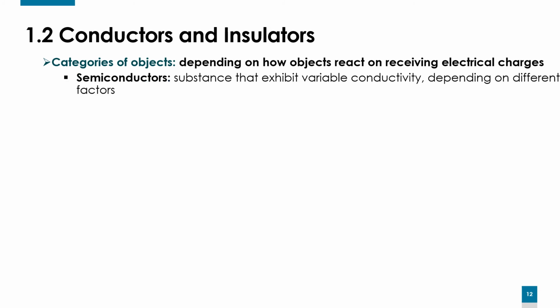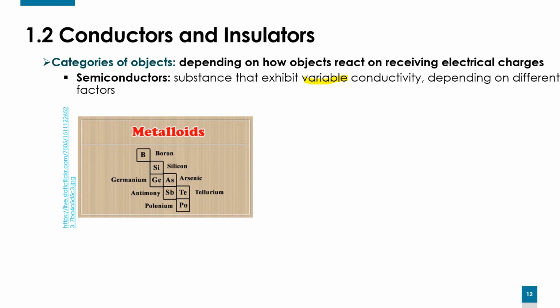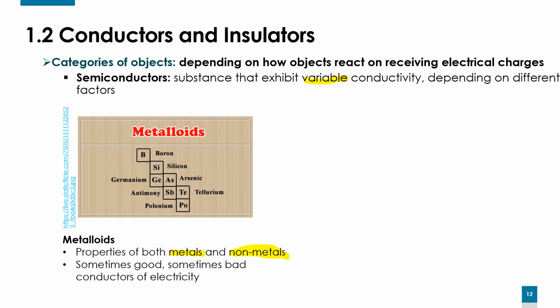What about semiconductors? Semiconductors have variable conductivity depending on different factors. They are the metalloids in our periodic table. What are the properties of metalloids? They have both metal and non-metal properties. So they behave sometimes as metals, sometimes as non-metals. Sometimes they are good conductors of electricity, sometimes they are bad conductors.